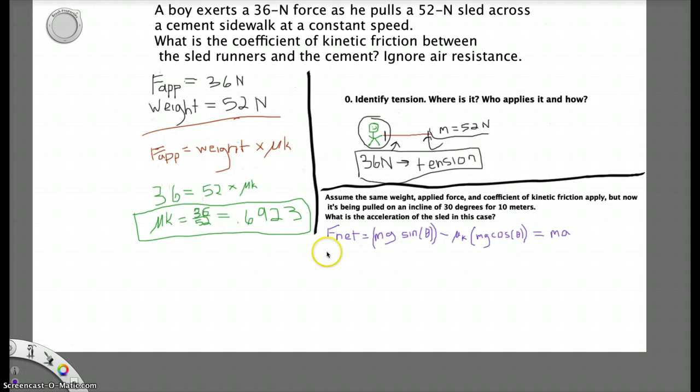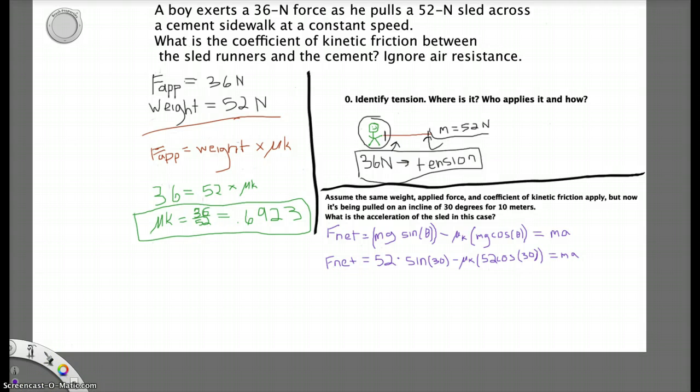And since F net is equal to mass times acceleration, then what we receive here is also going to be equal to mass times acceleration. And you'll see later how this plays a role in solving for the acceleration. Now we have to plug in our numbers. Then we're going to simplify.